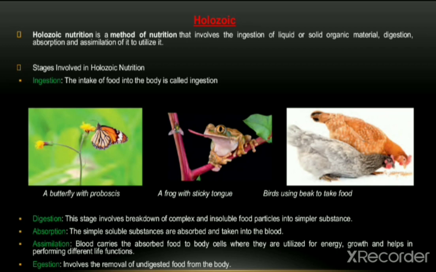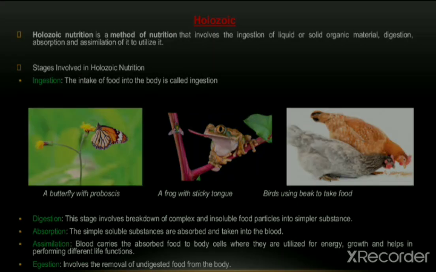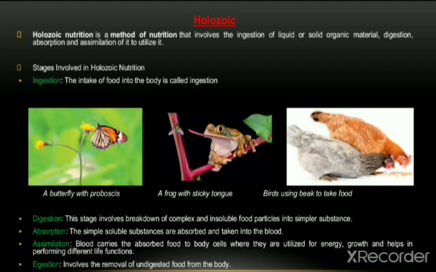What is ingestion? The intake of food in the body is known as ingestion. Different animals have different body parts for the ingestion process. As you can see in the picture given here, a butterfly uses its proboscis to suck the nectar from the plants. Also, a frog uses its sticky tongue, whereas birds use a beak for the intake of food. Different organisms use different body parts for the ingestion process.